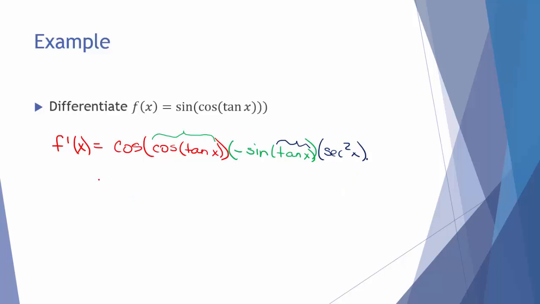So putting it all together, we have the cosine of the tangent of x times, and there's a negative here, so I'm actually going to put the negative out front. You don't have to, but I'm going to put it there. Times the sine of tangent of x times secant squared x. So it's actually a chain rule within a chain rule. Let's take a look at another one.